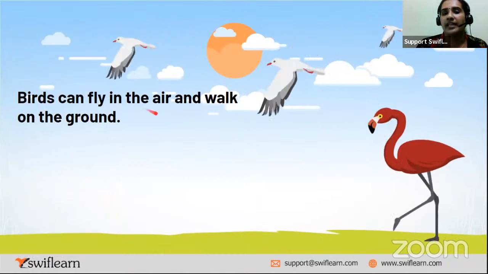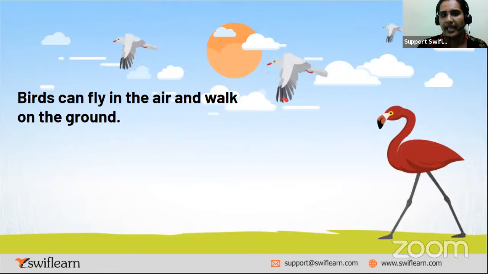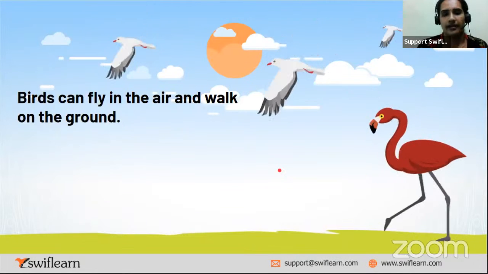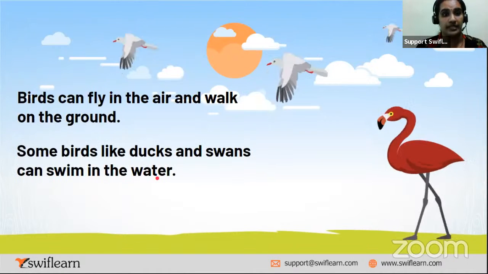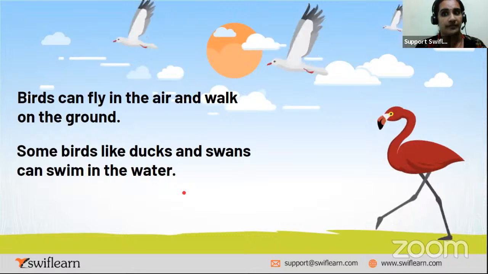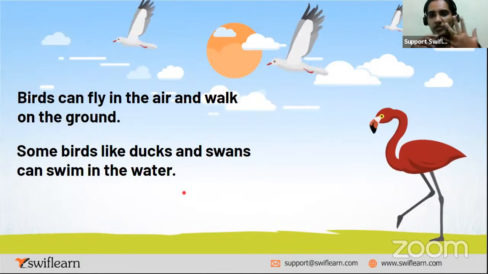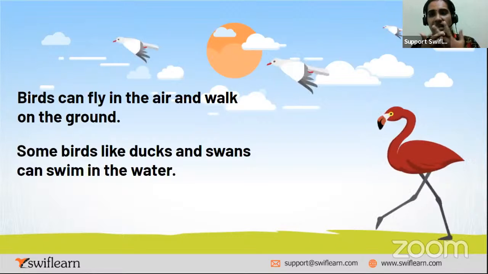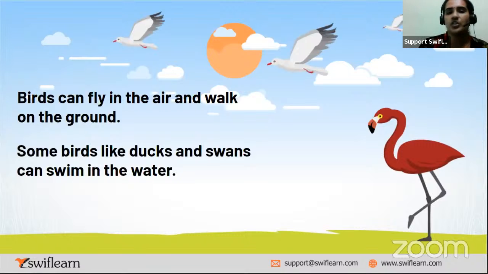Birds can fly in the air and walk on the ground. Some birds like ducks and swans, you know about ducks and swans, can swim in water. How can they swim? They have foot-like structures, and in between you can see the web structures. It can paddle. Okay, so that is the thing.